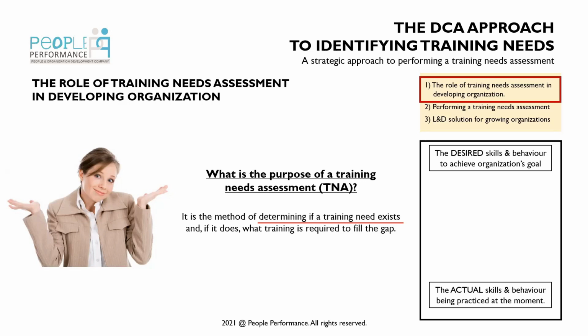And currently is the actual skills. I mean, the way we are doing. So for example, if you can use a computer, but you don't know how to do coding, then actual is don't know how to do coding, but desired is can code, right? So that's an example. Now, a training needs assessment is to fulfill this gap.